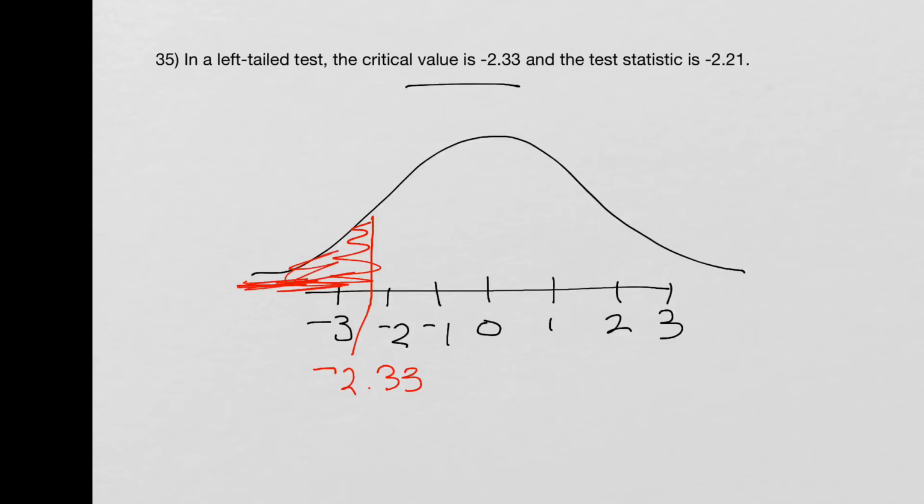And so now I need to find where is the test statistic, negative 2.21. And that would be to the right of our critical value. So kind of squeezing it in there. Negative 2.21. And so I'm really not trying to be super precise with exactly where is negative 2.33 and negative 2.21. I just need to know left and right. So is negative 2.21 in the rejection region? No, it is not. So do not reject the null hypothesis.